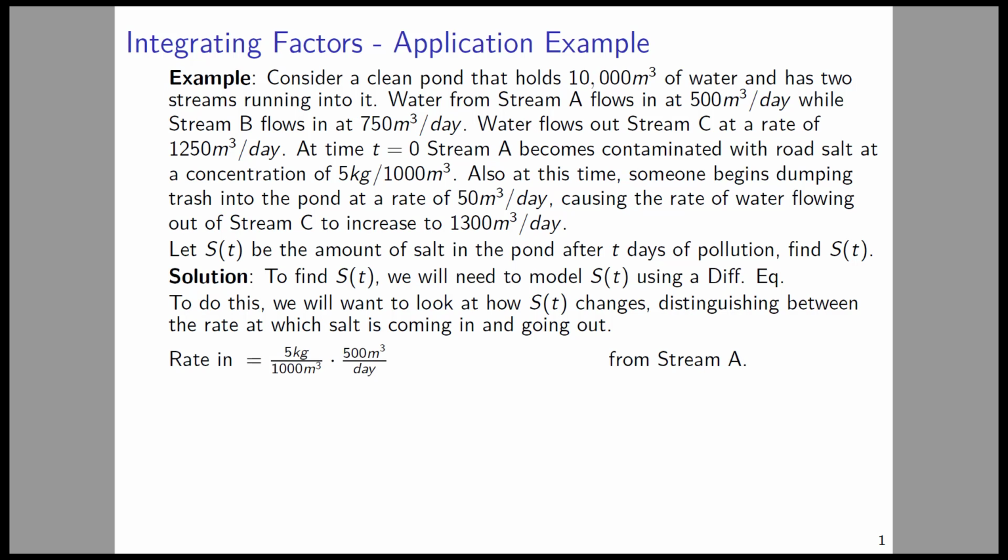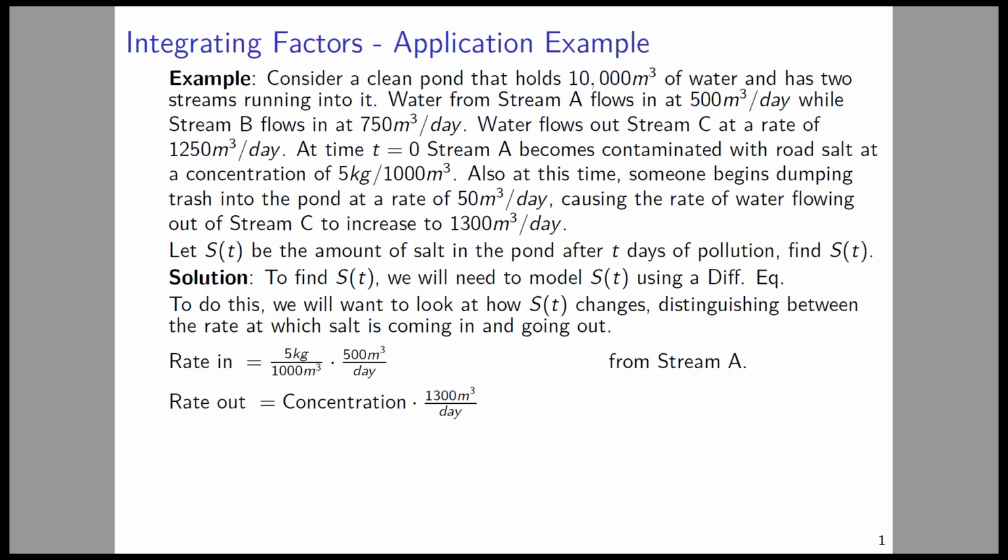For the rate in, we know that the salt is coming in from stream A. It's coming in at a concentration of 5 kilograms per 1,000 cubic meters, and each day 500 cubic meters of water is coming in from stream A. Taking the product of the concentration of salt in the water with the rate at which the water is coming in each day gives us the rate at which the salt is coming in. And similarly, in our calculation of the rate out, we will want to take the concentration of salt in the water times the rate at which the water is leaving the pond, though we'll have to work a little harder to find that concentration. Before we do that, let's simplify the rate in.